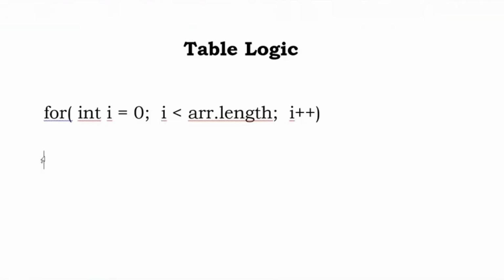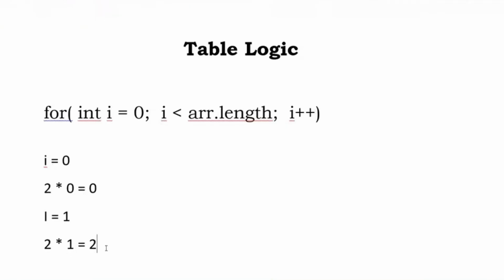So, i equals 0, then 2 multiply i equals 0. Why? Because i is 0. Then again i increments by 1, then i equals 1. Then 2 multiply 1 equals 2. Why? Because i equals 1.